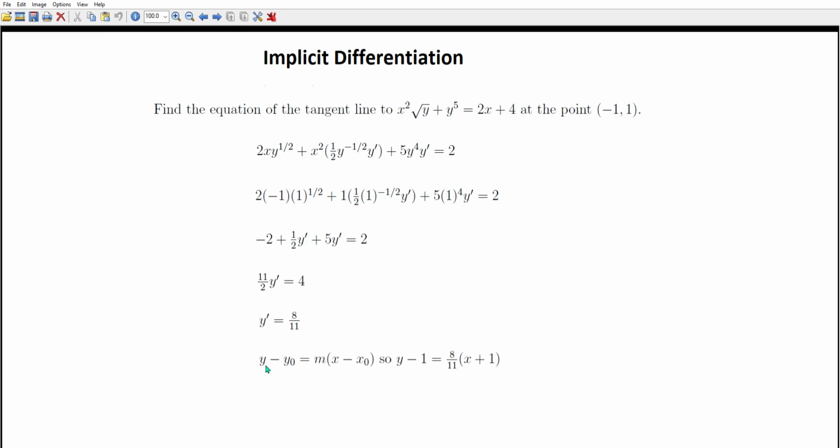Now we're going to find the equation of the tangent line, and the point formula will tell us that. y minus y naught equals m times (x minus x naught). And x naught and y naught are minus 1 and 1, and m is 8/11. So we get y minus 1 equals 8/11 times (x minus (-1)), or x plus 1, and that's the equation of the tangent line.